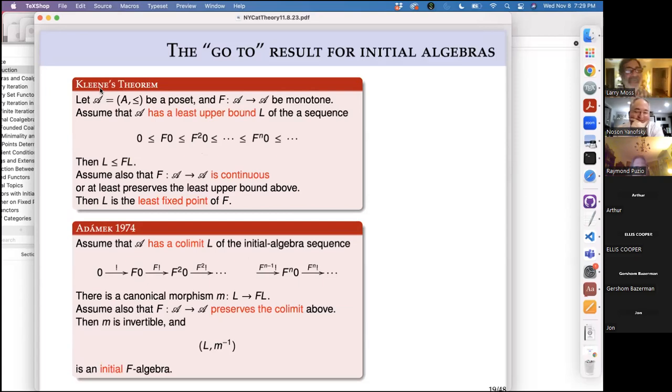So this is Kleene's theorem. It was the following one. Kleene's theorem was not about general categories. It was about a poset. So supposing you have a poset and a monotone function, that means it's an order preserving function.